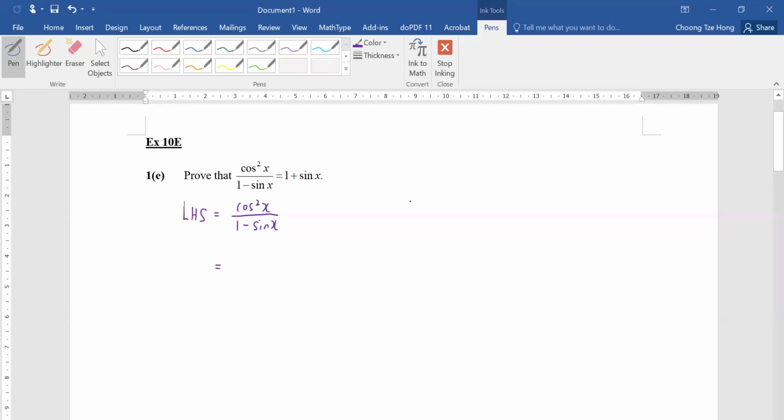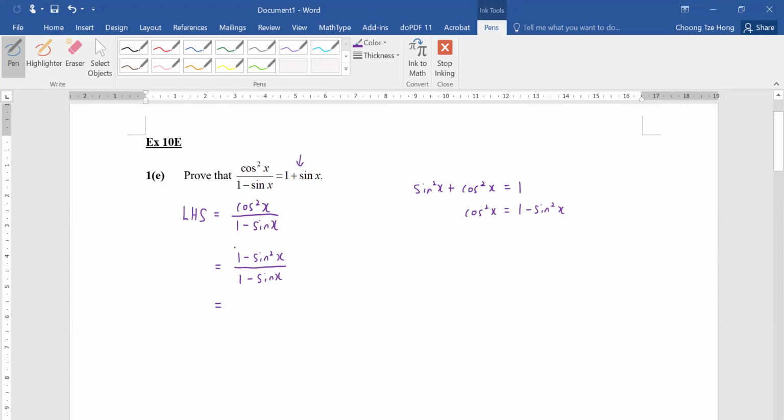One identity that we definitely can think of is that sine square x plus cosine square x is equal to 1, so cosine square x will be equal to 1 minus sine square x. Perhaps we can use this substitution to replace the cosine square. So let's try: 1 minus sine square x over 1 minus sine x. At this point, you look at the right side: what we want is 1 plus sine x. So how can we simplify this expression into 1 plus sine x?